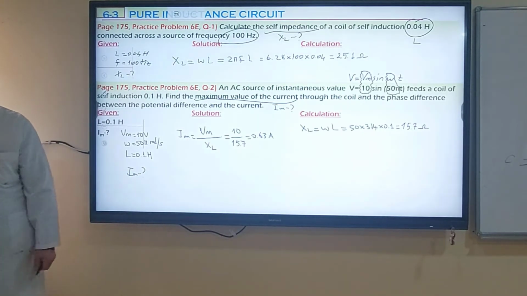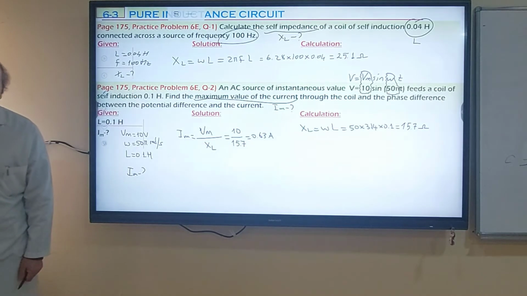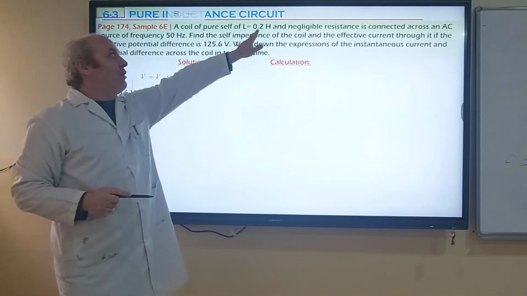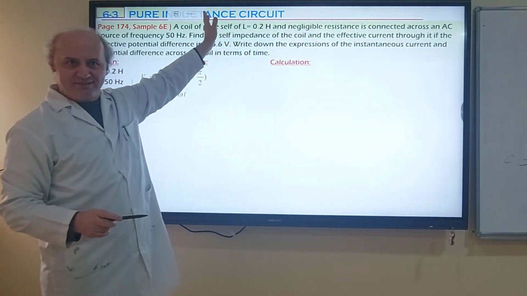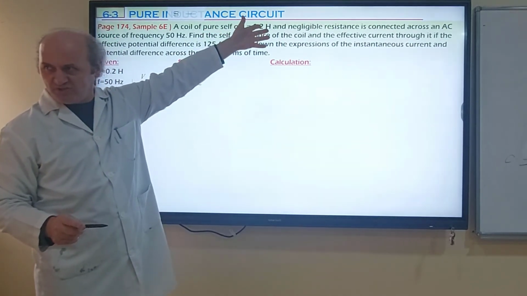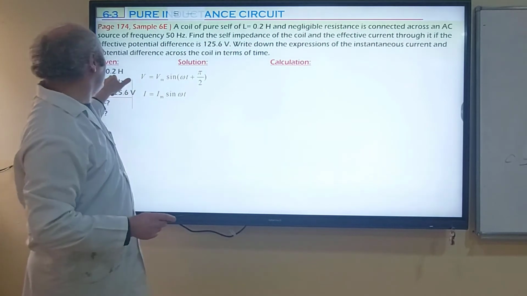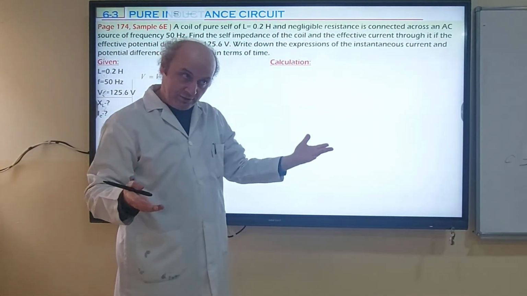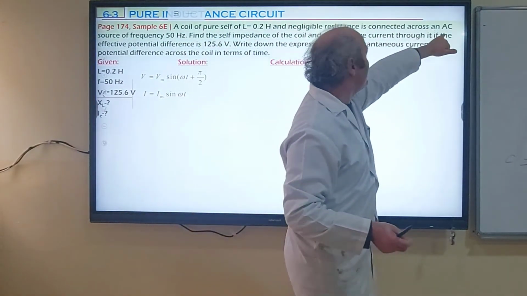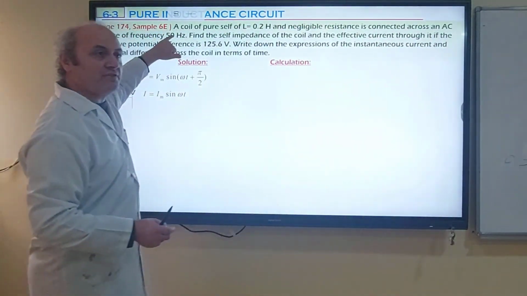There is no need to calculate it. In a pure coil, the phase angle difference between potential difference and electric current is 90 degrees, that is, pi over 2. A coil of pure self-inductance L is given, where L, the coefficient of self-induction, is 0.02 Henry. It has negligible resistance, which means it's a pure coil, and is connected across an AC source of frequency 50 Hz.